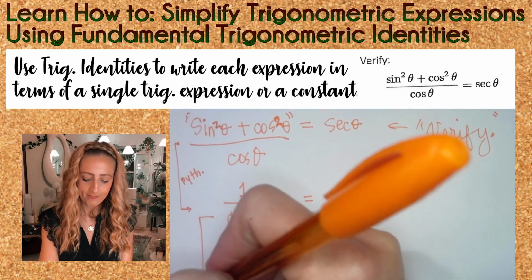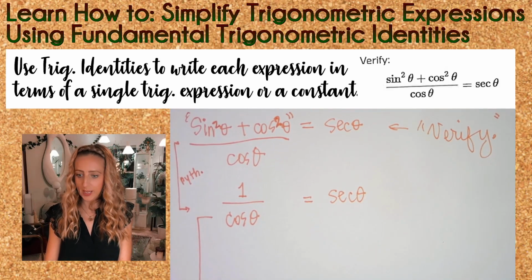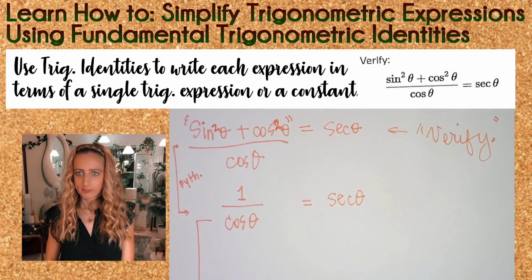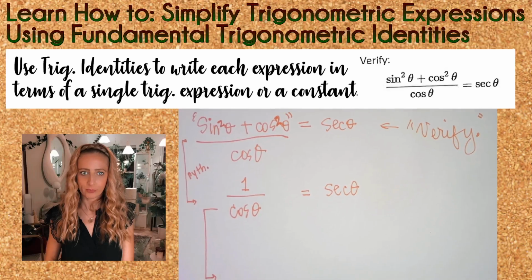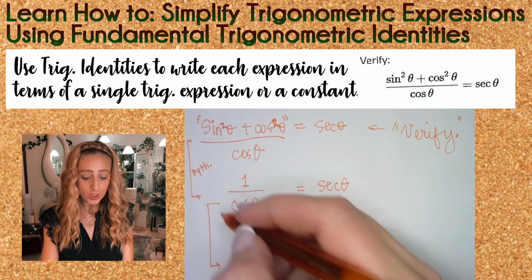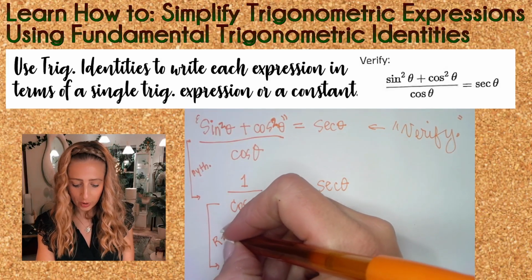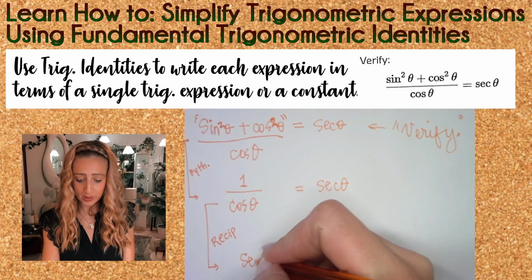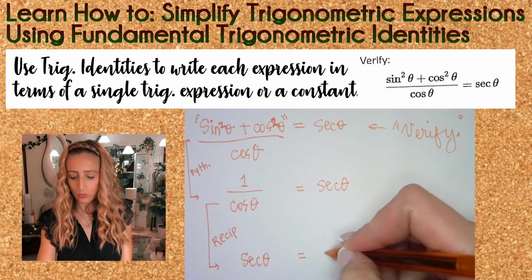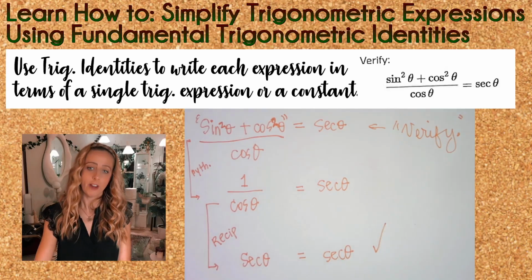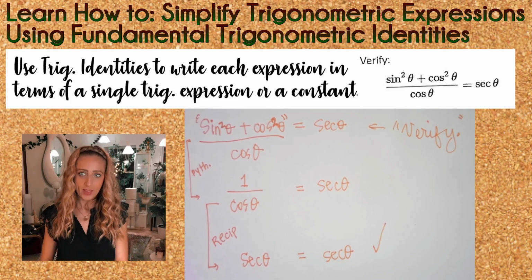Now, what does 1 over cosine theta equal? Sorry, I just want to try to get more on the screen. There we go. What does 1 over cosine theta equal? Well, if we use the reciprocal identity, we know that 1 over cosine is secant theta. So now, once I have a line that reads secant theta equals secant theta, we have officially verified the identity. Done. And that's the end of it.